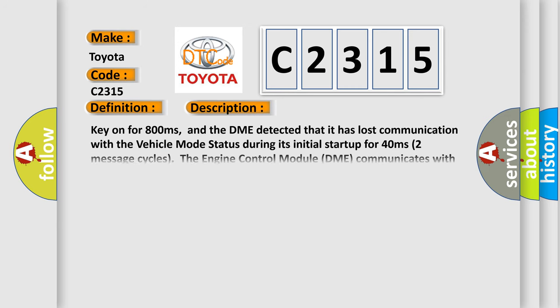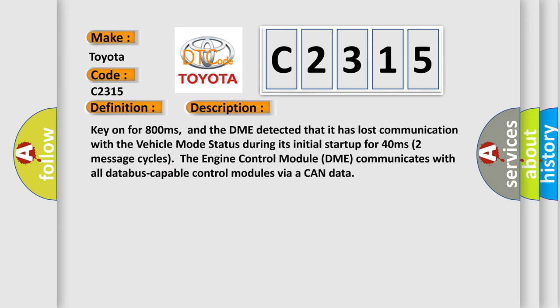And now this is a short description of this DTC code. Key on for 800 milliseconds, and the DME detected that it has lost communication with the vehicle mode status during its initial startup for 40 milliseconds, two message cycles. The engine control module DME communicates with all databus-capable control modules via a CAN data bus.